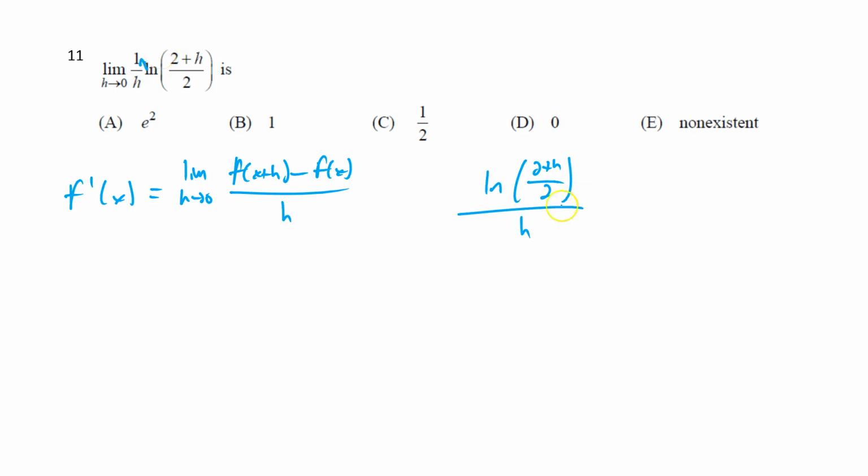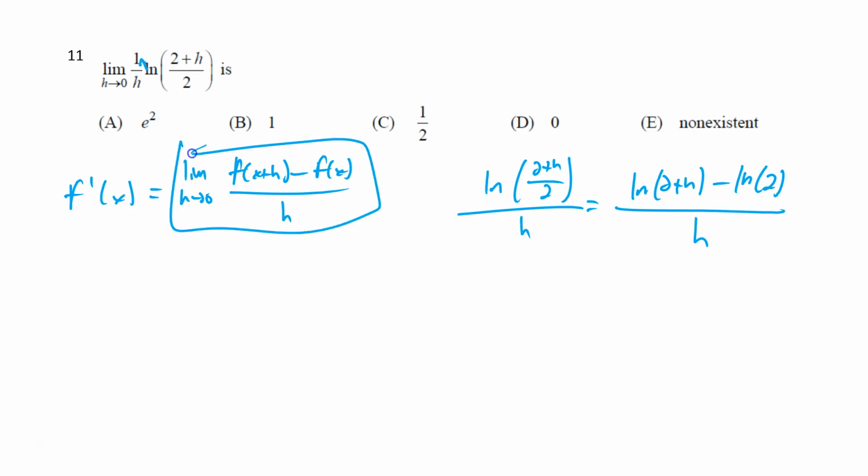Now, this is getting closer, right? Now we have an h on the bottom, but I want to turn this into a subtraction. Going to have to dig deep on this one. Remember your log rules, right? A division here turns into a subtraction. This is ln of 2 plus h minus ln of 2, divided by h. Oh, now it looks a whole lot like this, right? This is the derivative of natural log evaluated at 2, right? Because I plugged 2 in here.